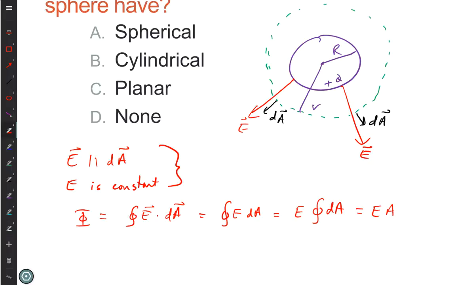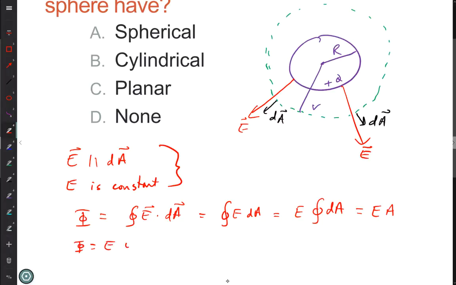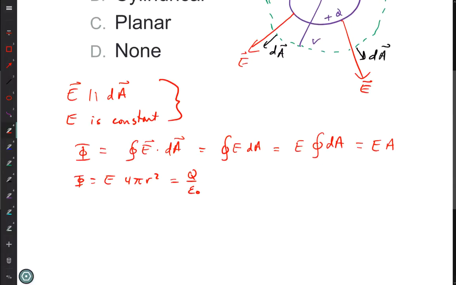So I have my equation for the flux. Now, what's the area for a sphere? 4 pi r squared. So the flux is equal to E times 4 pi r squared. Now the charge enclosed. The charge enclosed was just plus Q, because I told you that. So that has to be equal to Q over epsilon 0. And so the final step, what's the electric field? E is equal to Q over 4 pi epsilon 0 r squared. Or if you prefer, kQ over r squared.